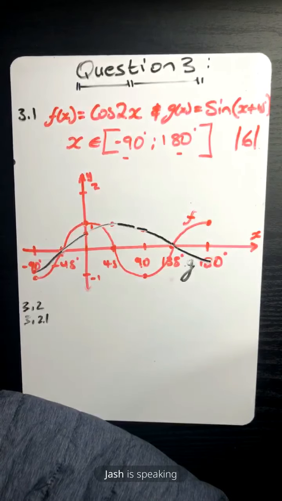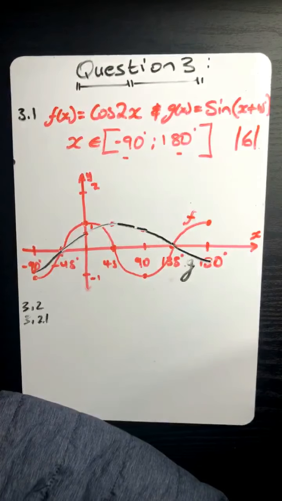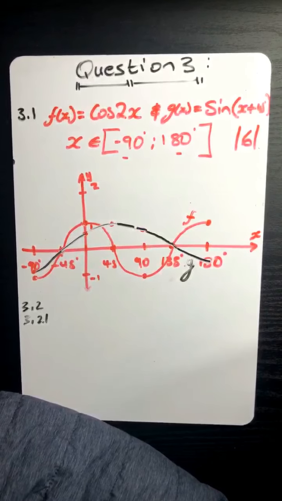In Afrikaans, use the graph and teken die following. Wat is die range van f? Hmm? So you're saying English.